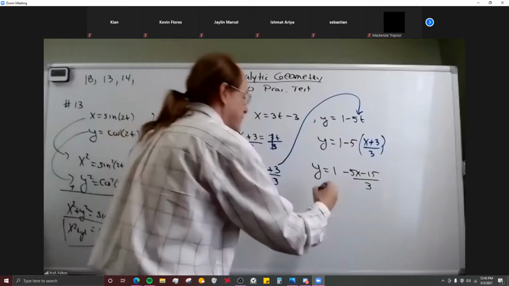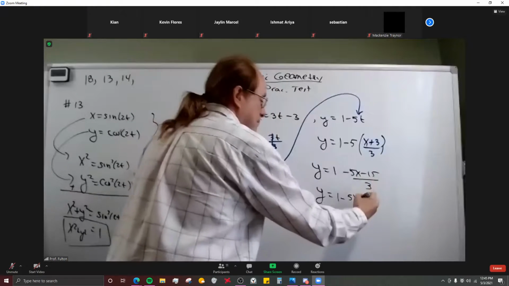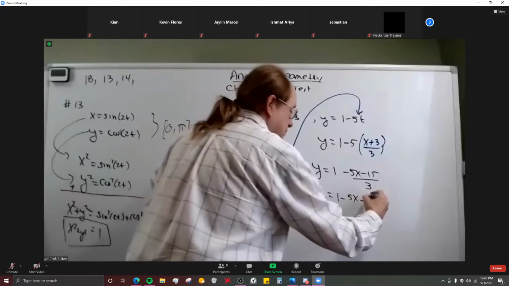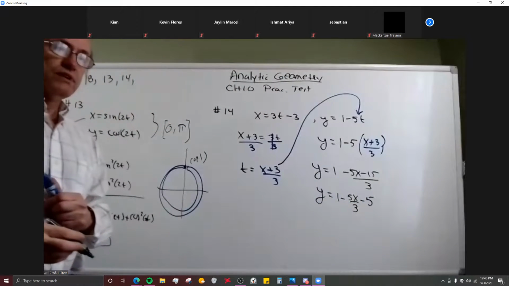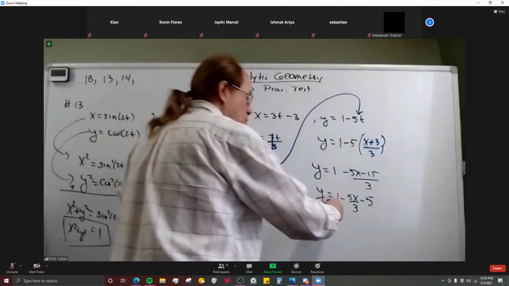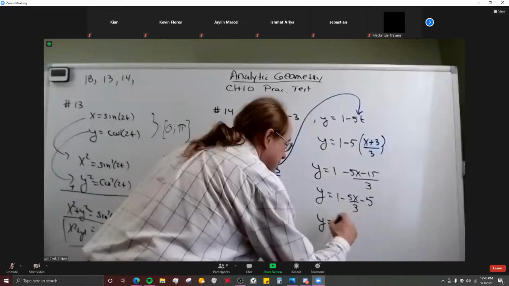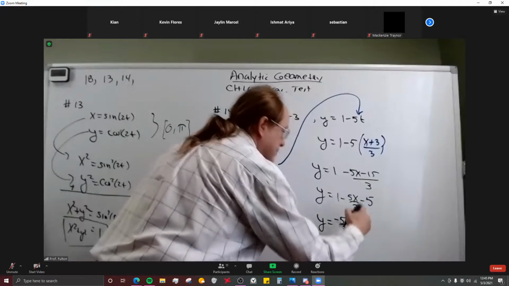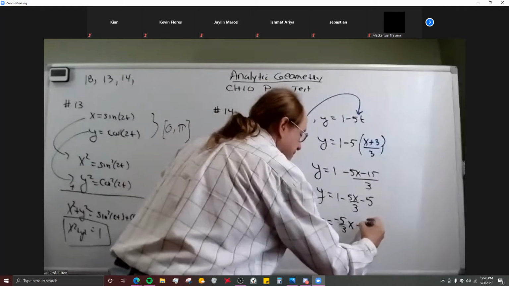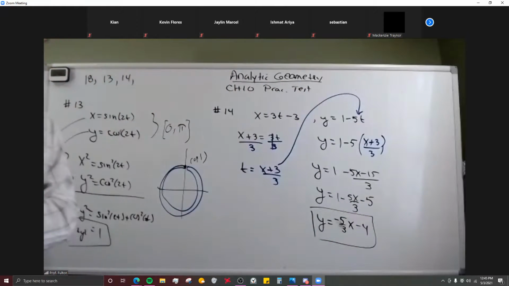Okay. Simplify that a little further. It's 5x minus 15, divided by 3, is 5. So I get minus 5x over 3 minus 5. I can combine the 1 and the negative 5, and I get y is equal to minus 5/3 x. 1 minus 5 is minus 4. So it's that equation of a straight line.